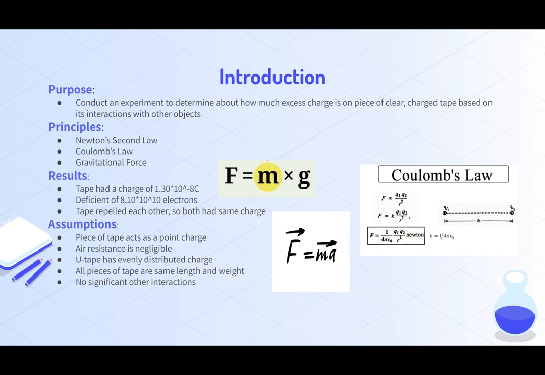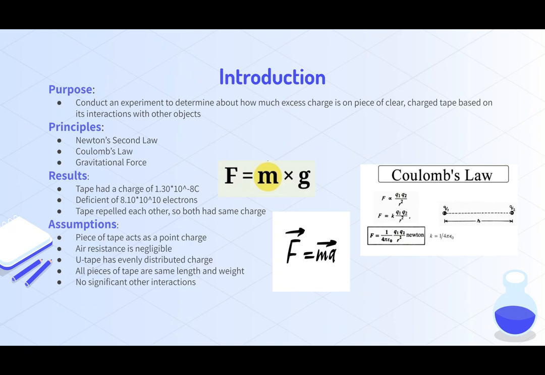For the results, the tape had a charge of 1.3 times 10 to the negative 8 coulombs when the tape was considered a point charge. It was deficient of 8.1 times 10 to the 10 electrons, and the tapes repel each other, so that means both had the same charge.